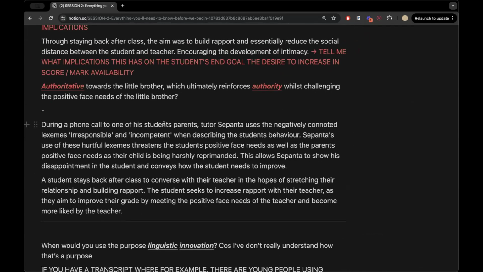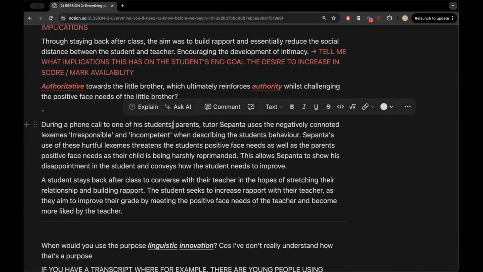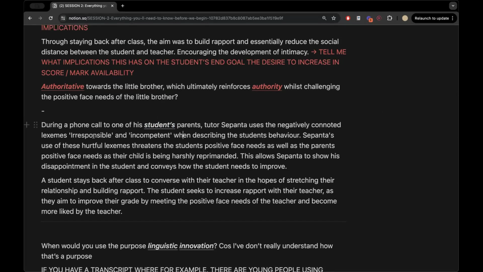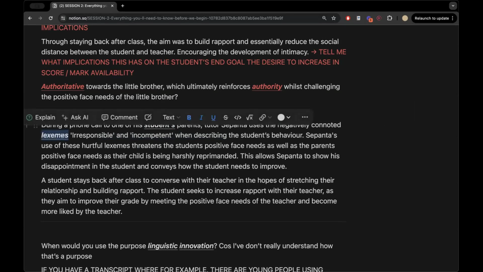During a phone call to one of his students' parents, this needs one of his students, but you're kind of saying it plural, so make sure that you have the apostrophe. We'll put it like this: one of his students' parents, right? Tutor Sapanta uses negatively connoted lexemes when describing the student's behavior. Sapanta's use of these hurtful lexemes, okay, negatively connoted lexemes, is not good enough.